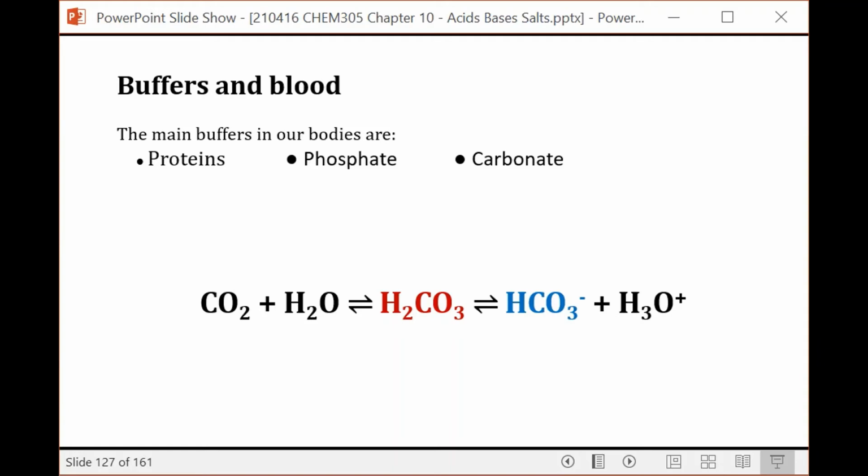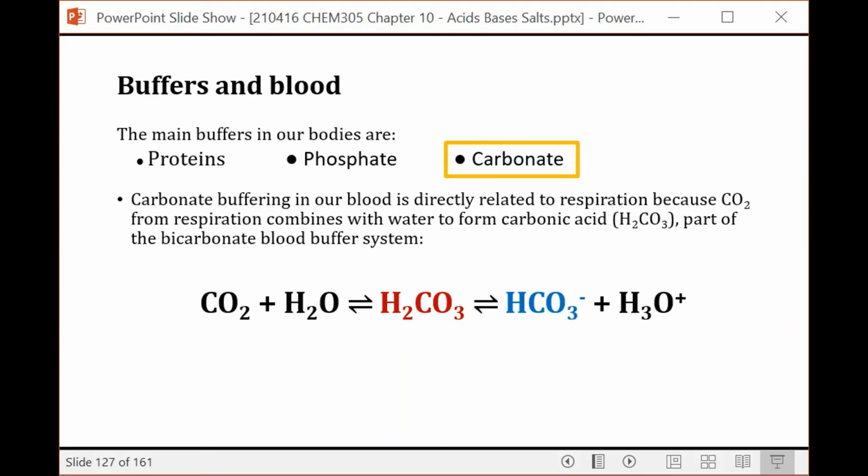So the blood buffer system is based on the carbonate buffering system, the carbonic acid carbonate buffering system. The other main buffers in our bodies are going to be different proteins and the phosphate buffering system. But in our blood, it's mostly the carbonic acid buffering system. And carbonate buffering in our system is directly related to respiration because CO2 from respiration combines with water to form carbonic acid. Carbonic acid is then soluble in our blood and then participates in the blood buffering system. So here's carbonic acid. Its conjugate base is bicarbonate. So these are both soluble in our blood systems.